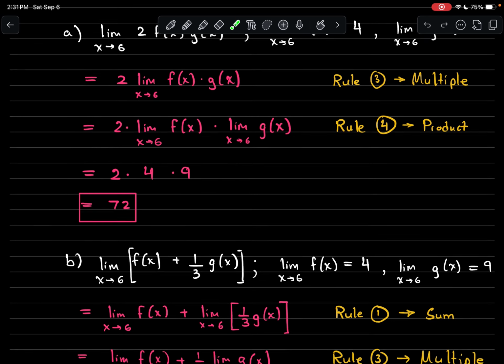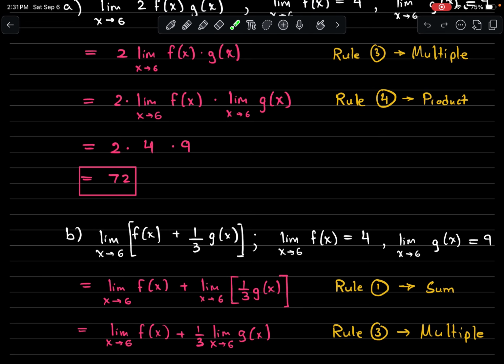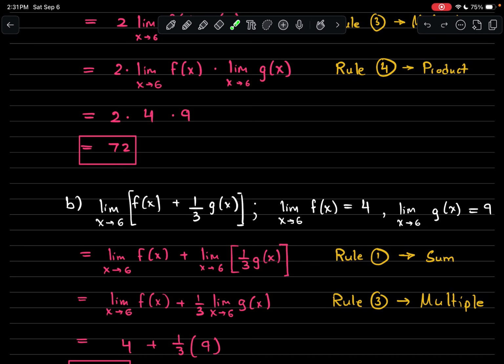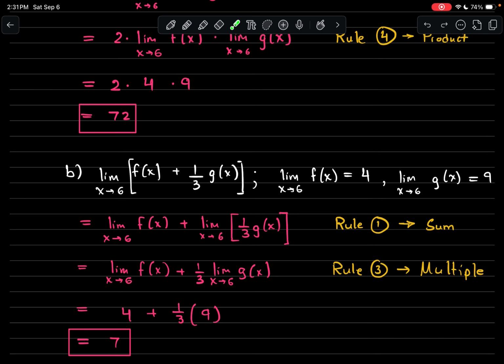Now, in that second one, we've got a constant multiple to bring out. So that 1/3 can come out front. And now we can substitute in individually for each limit. So we're going to get 4 plus 1/3 times 9, and that's going to come out to 7.